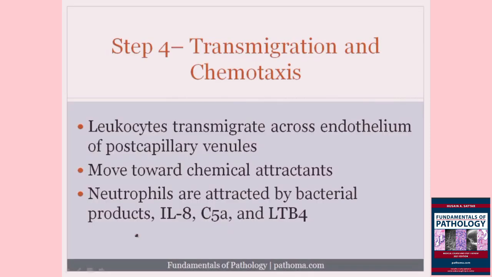So the leukocytes transmigrate across the endothelium of what? Post-capillary venules. I can't hammer that home enough. That shows up on exams often. It's the post-capillary venules where the neutrophils are doing all of this. They then move towards chemical attractants, which is called chemotaxis, and guess what the chemical attractants are? The four key products that call in neutrophils, which you're already familiar with: C5a, LTB4, IL-8, and bacterial products.